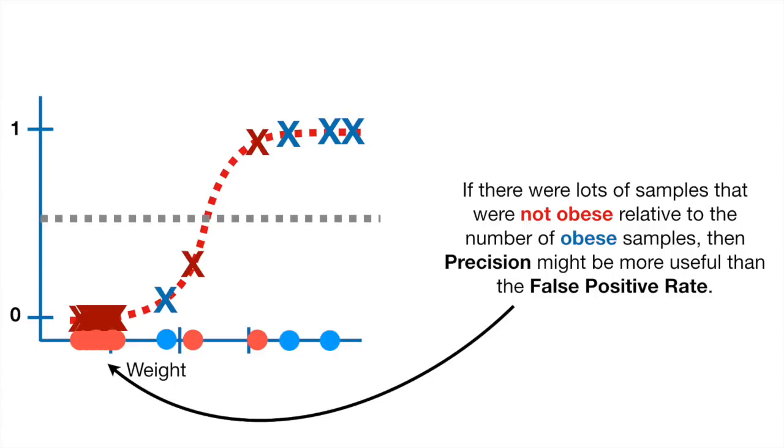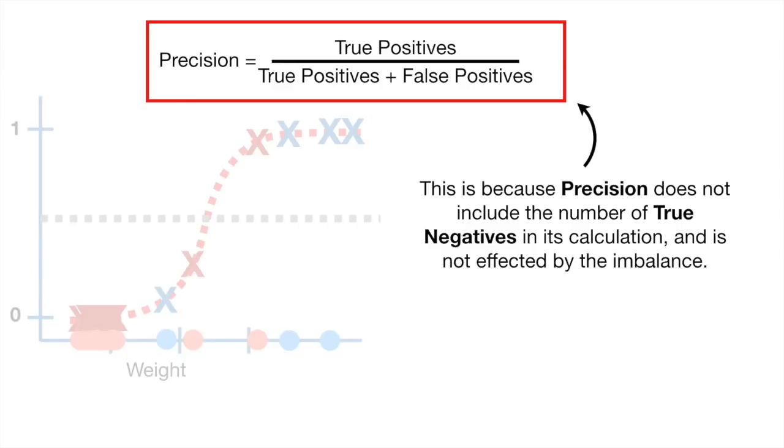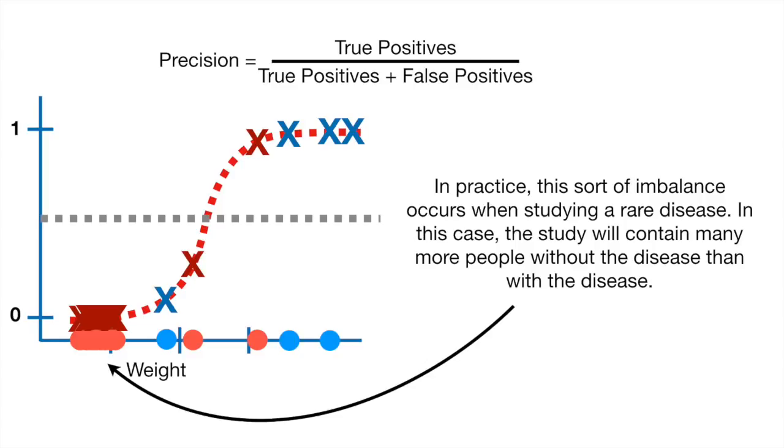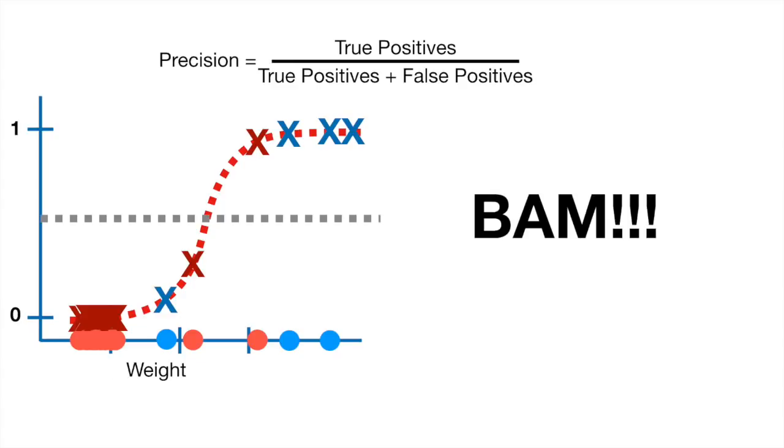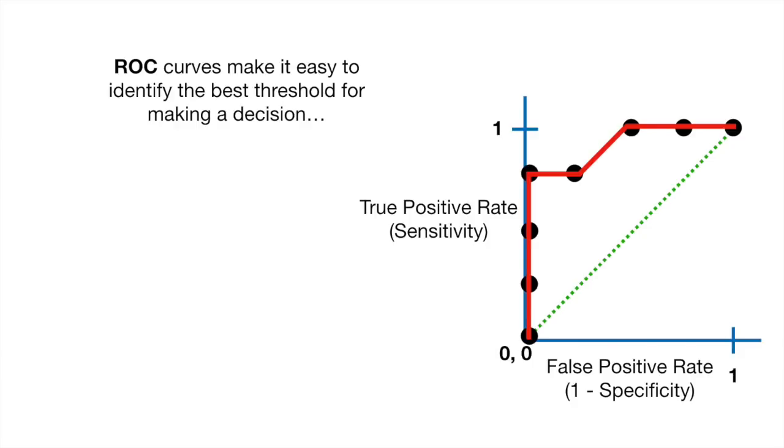If there were lots of samples that were not obese relative to the number of obese samples, then precision might be more useful than the false positive rate. This is because precision does not include the number of true negatives in its calculation and is not affected by the imbalance. In practice, this sort of imbalance occurs when studying a rare disease. In this case, the study will contain many more people without the disease than with the disease. Bam! In summary, ROC curves make it easy to identify the best threshold for making a decision.